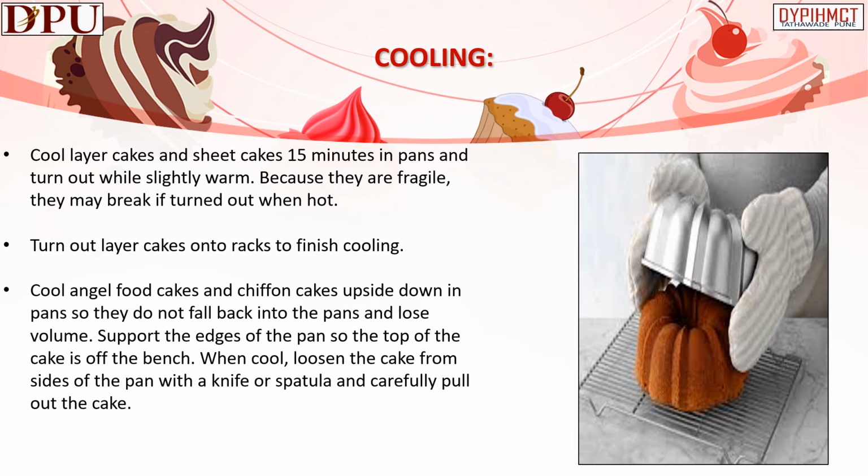Cool angel food cakes and chiffon cakes upside down in pans so they do not fall back into the pans and lose volume. Support the edges of the pan so the top of the cake is off the bench. When cool, loosen the cake from the sides of the pan with a knife or spatula and carefully pull out the cake.